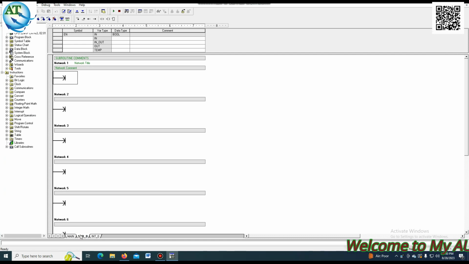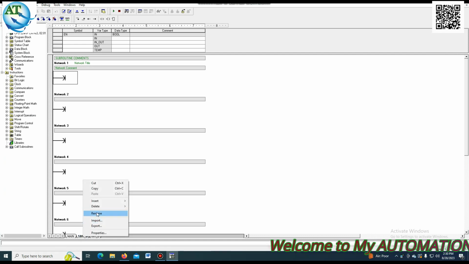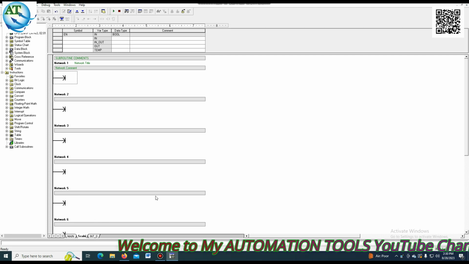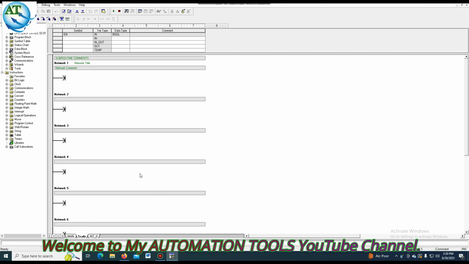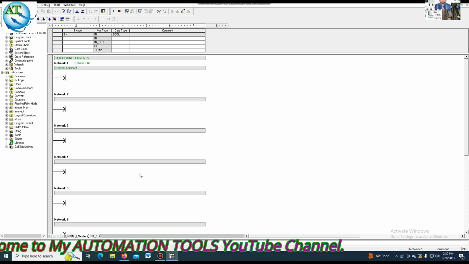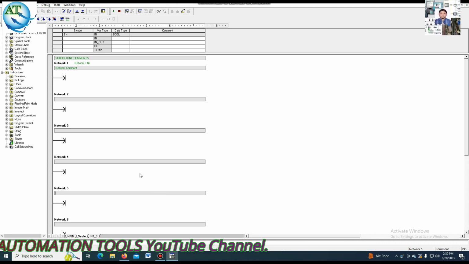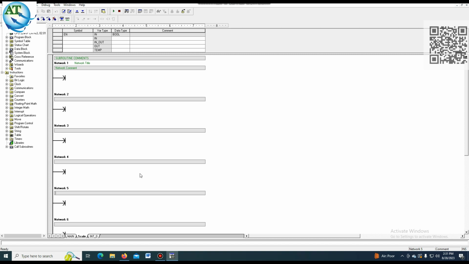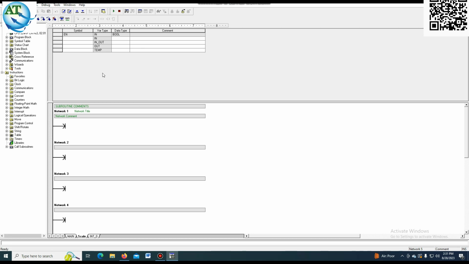Here we first make the scale, so we rename it SCAL, scale. We want to make a scaling that we can reuse, that means we want to make a function block. This function block we can use in the main program, on many inputs. So first we design this, then we go to another one.